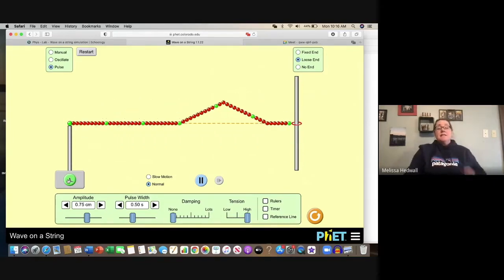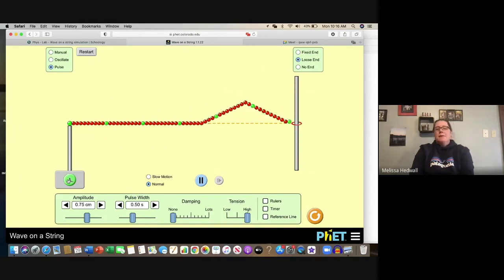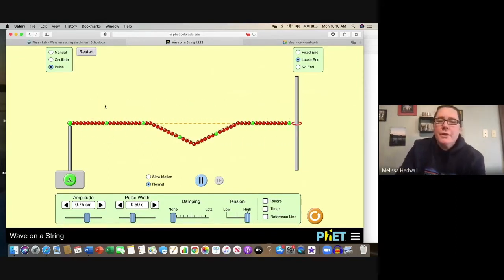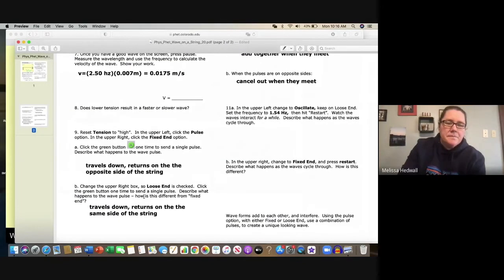Now the fixed end is still there for the place that the wave starts. So when it approaches the fixed end, it flips sides. But on the loose end, it sends it back the same side that it came down on. So it comes down on the bottom, goes back on the bottom, comes up, back, down on the top, back on the top. And it flips when it approaches the fixed end. So when we go back to what we're looking at here, it says, how is it different from the fixed end? It travels down and returns on the same side of the string.